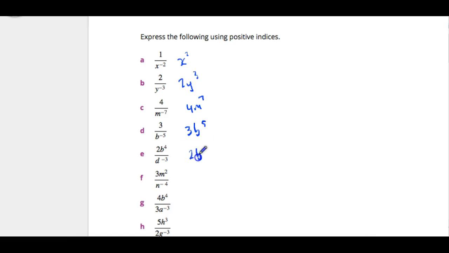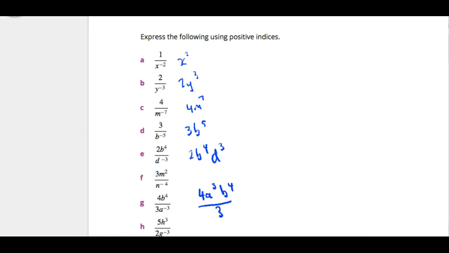This one is db^4, d^3 and so on. Oh, let's do G, because G is slightly different. So here we have 4. I like to write the letters in alphabetical order. So we have a cubed, b^4, but that 3 has to stay down the bottom. Okay, because it already has a positive index. Its positive index is 1, but we don't put that up the top. Otherwise, it's going to be 3 to the negative 1.